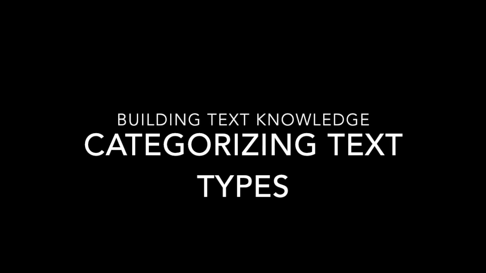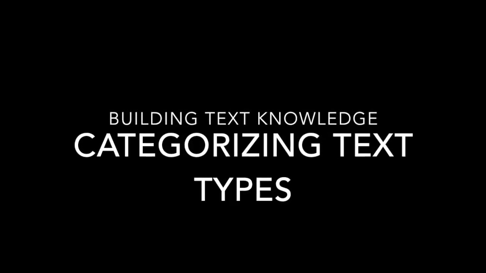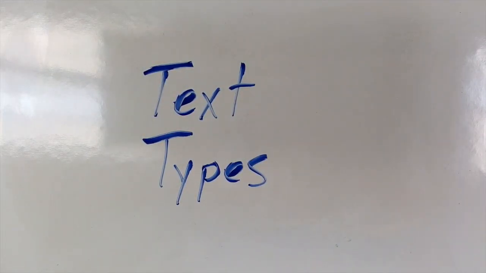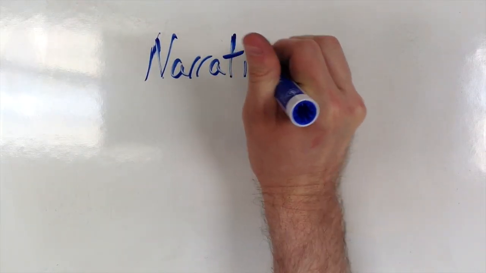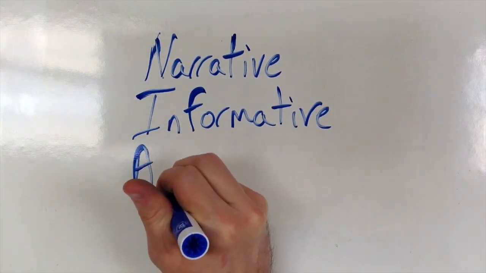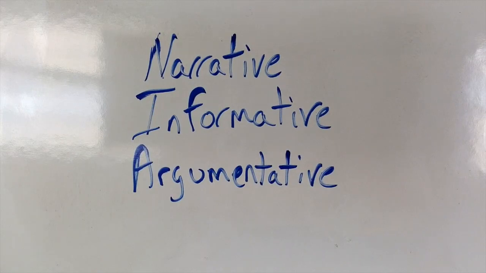Hey everybody, this is Mark Bizzata, and today we are talking about building our knowledge of text, specifically taking a look at text types. Now there's a few different ways that we can think about classifications of text types. For example, from a very general perspective, a lot of times we talk about text types in three different categories: narrative, informative, and argumentative or opinion.